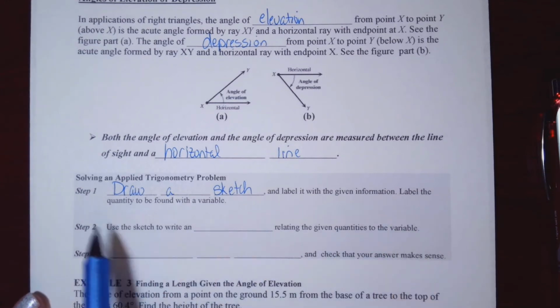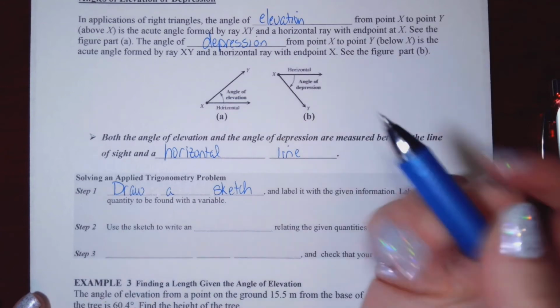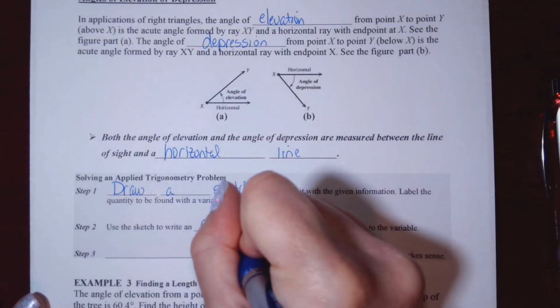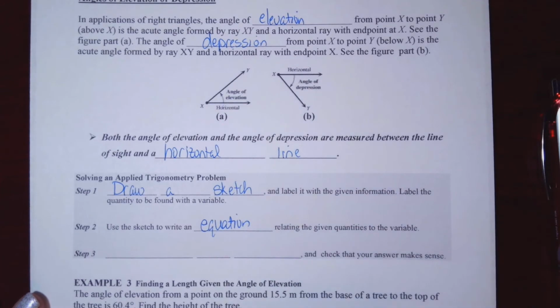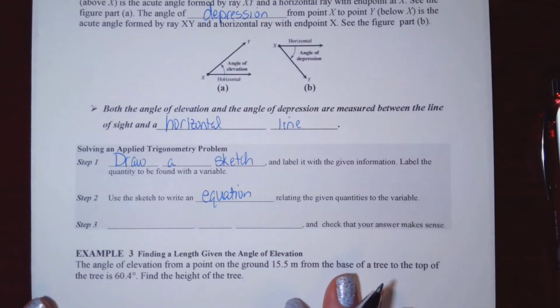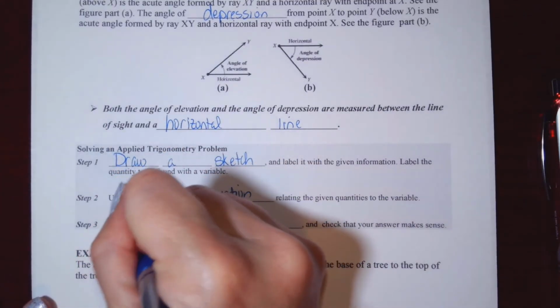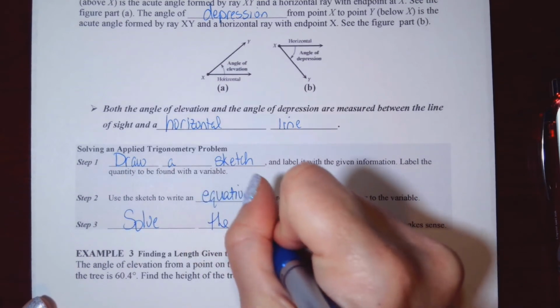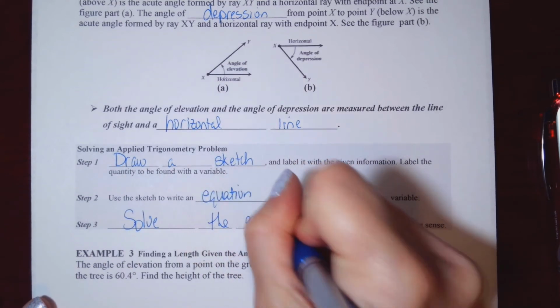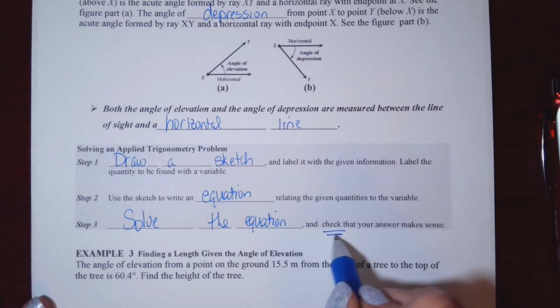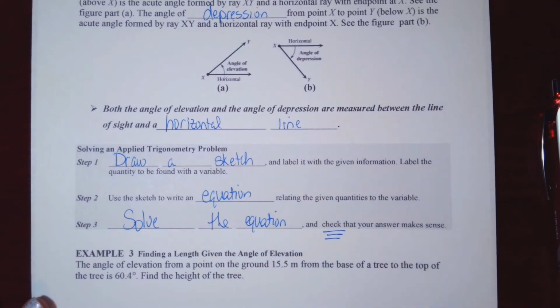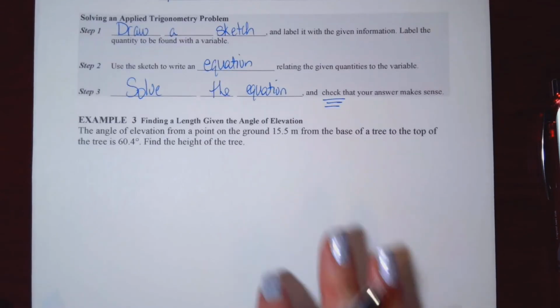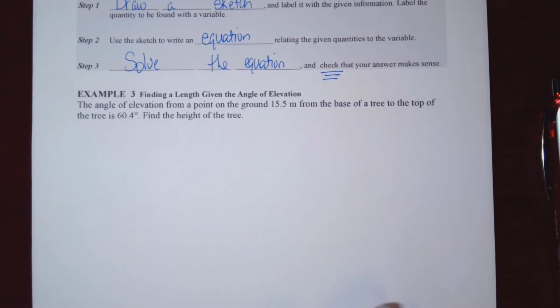Make sure you label the quantities that you're given and label them accurately. You're going to use the sketch to help you write the equation. It helps you see what you know and what you need to know. And then you solve that equation, right? And finally, make sure you check that your answer makes sense. Okay, finding a length given an angle of elevation.